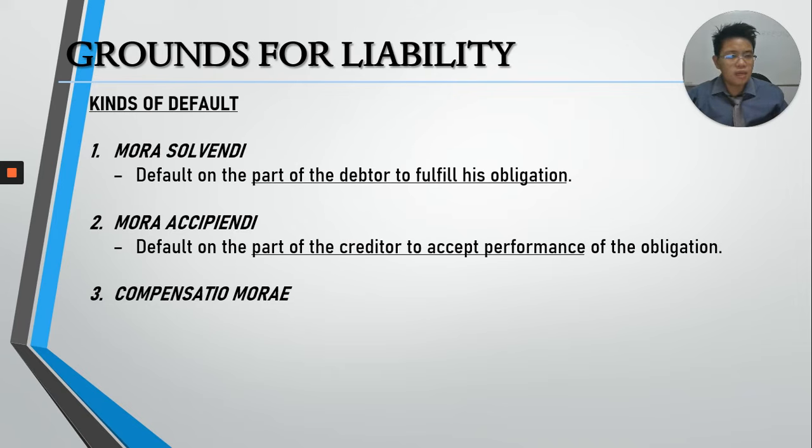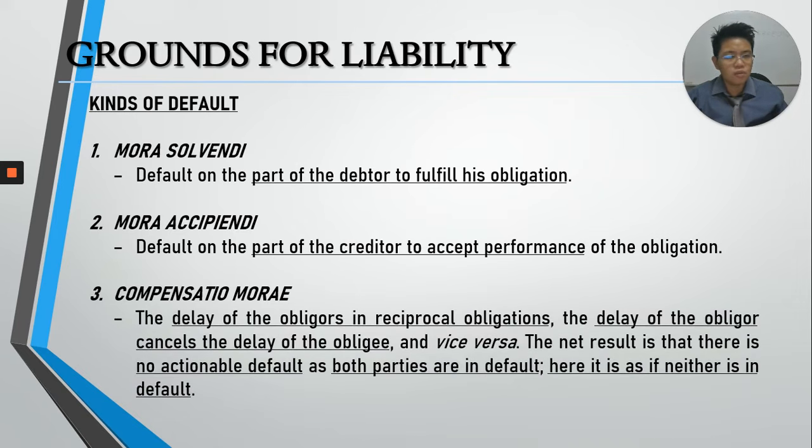So, the last kind of default is compensatio morae. This is the default in reciprocal obligations. So, the delay of the obligor cancels the delay of the obligee and vice versa. So, because both of the parties are in default, there is no actionable default as if no one is in default. So, the effect is obviously there is the delay of one party. The delay of the parties cancel each other's delay. So, as if there is no default.